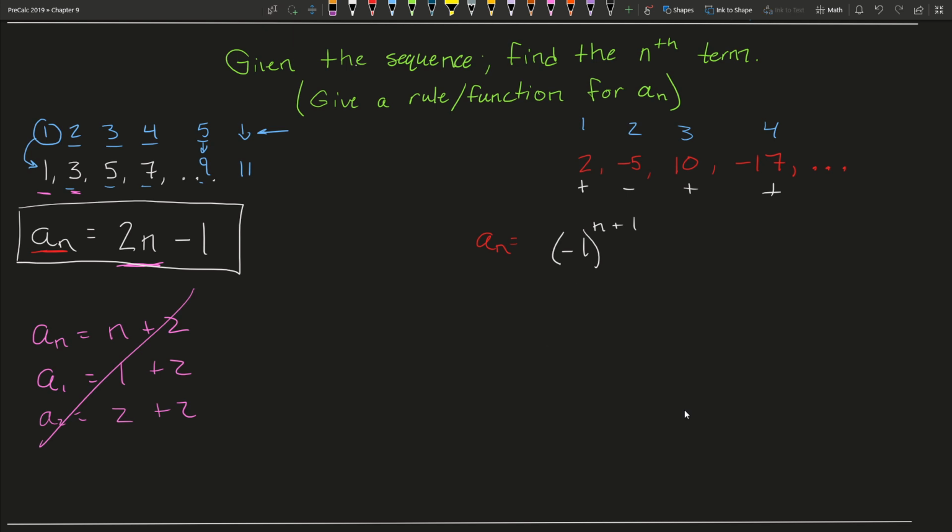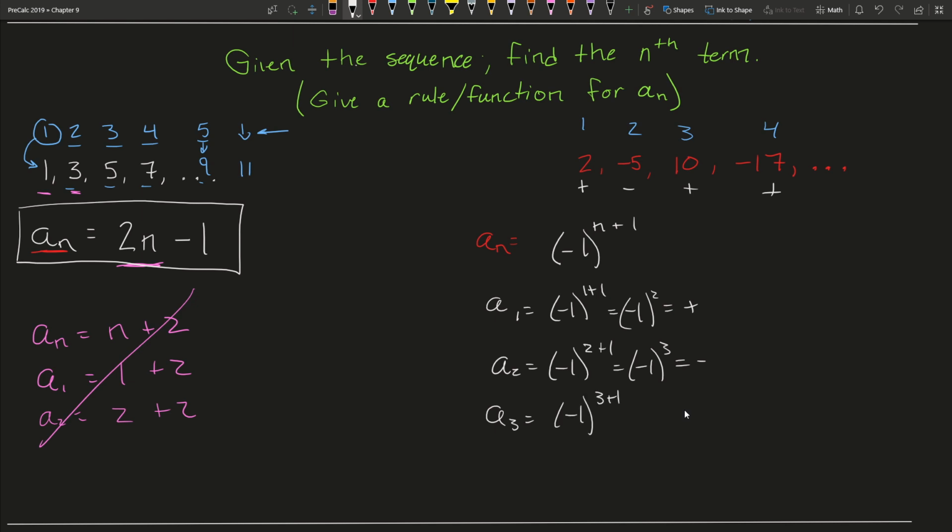So then when we do that, we get a positive number in the first term, a negative number for the second term, and a positive number for the fourth term, which matches our sequence. So we know that that part of the rule is correct.